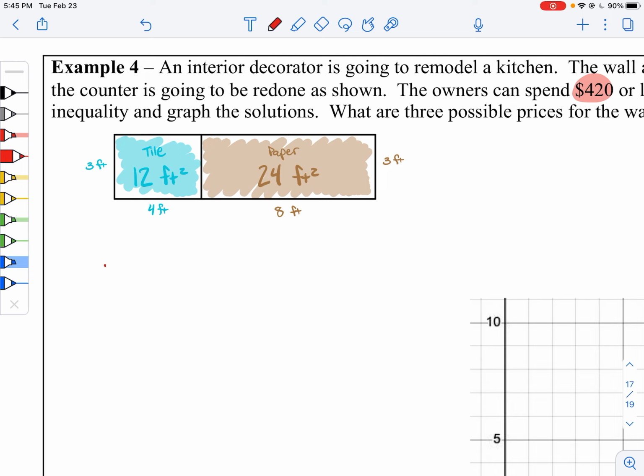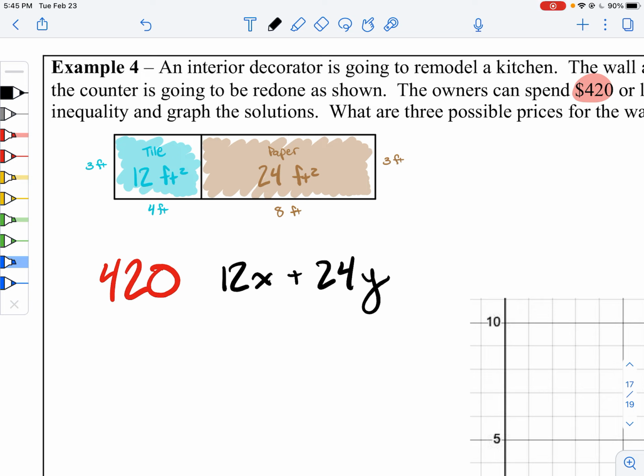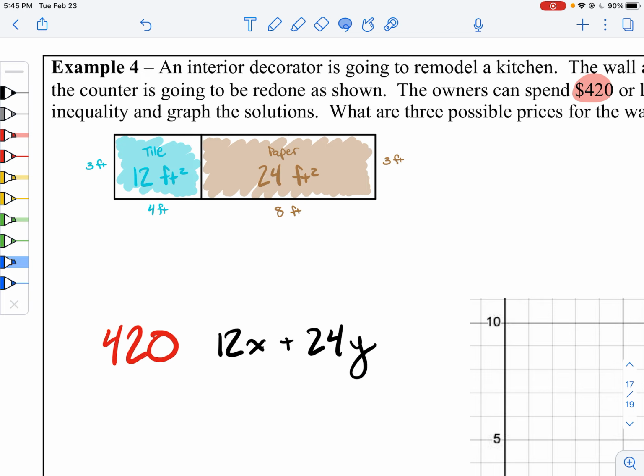So we'll start that out by saying, okay, 420 is going to be equal to whatever our tile price is, 12 times the amount of tile we have, and 24 times the amount of paper we have. Now we need to figure out, okay, what does x represent? Oh no, x represents the price of the tile. We'll multiply that by 12 because however much the tile costs, we'll need 12 square feet of it.